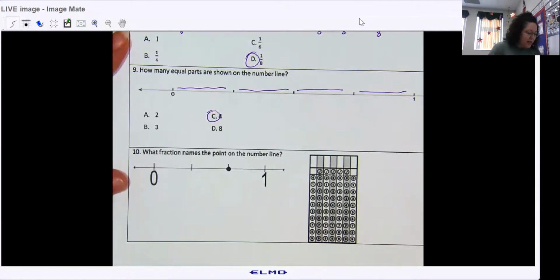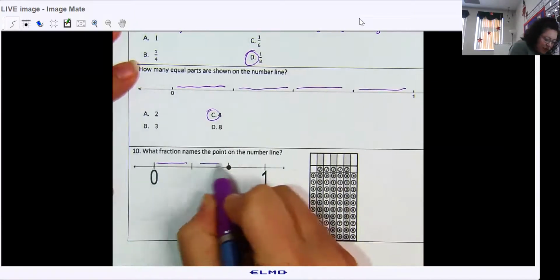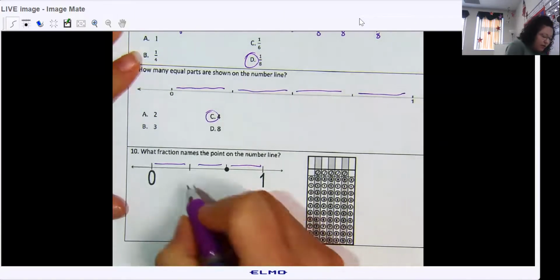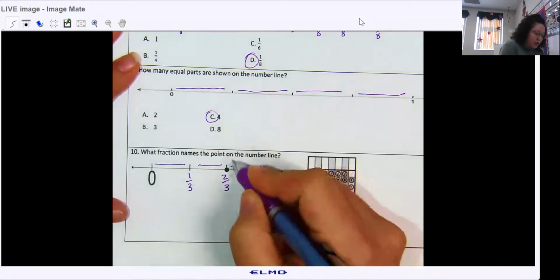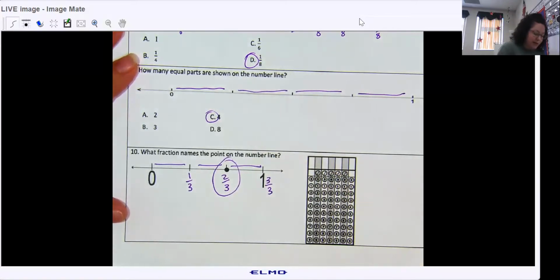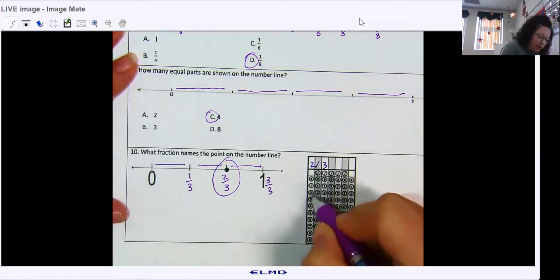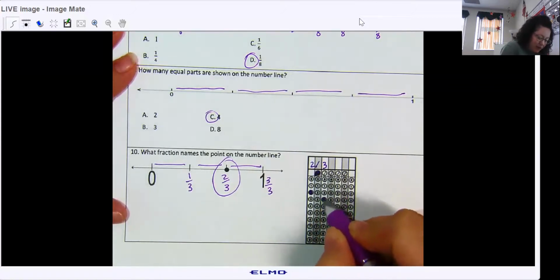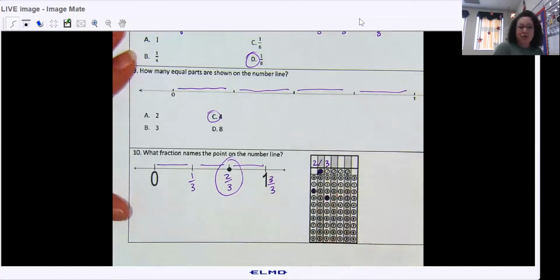And what fraction names the point on the number line? Here's the point. Again, we have to see how many pieces there are. 1, 2, 3. So our denominator is 3 because there's 3 pieces altogether. So we have 1/3, 2/3, 3/3. So the point is 2/3. This is how we do it. 2/3. So we would bubble it 2, and then we use that little slash up there for the fraction line. Okay? We've seen that, we haven't used it yet, and that's how you use it.